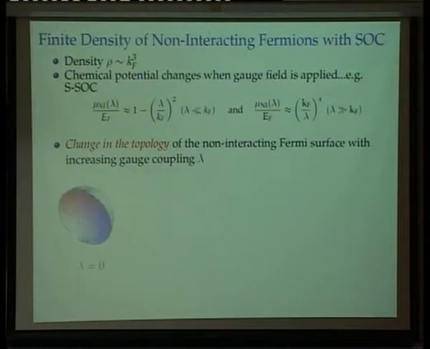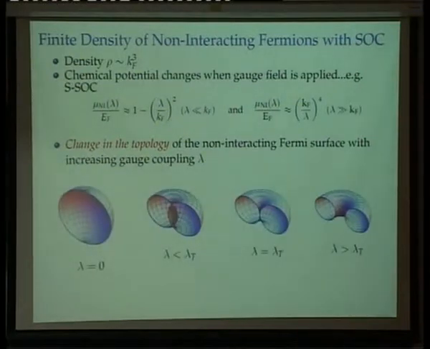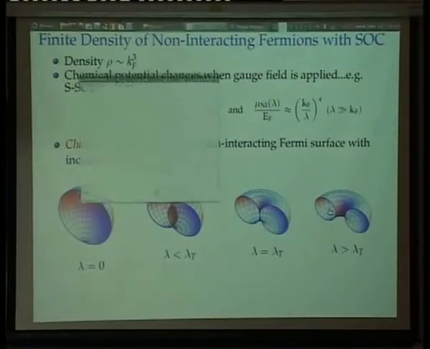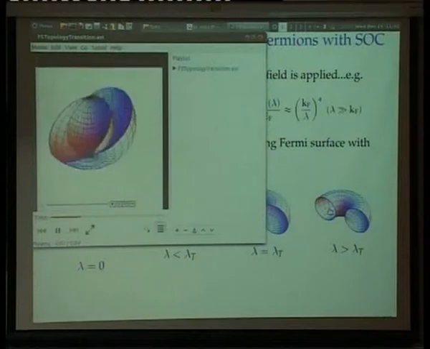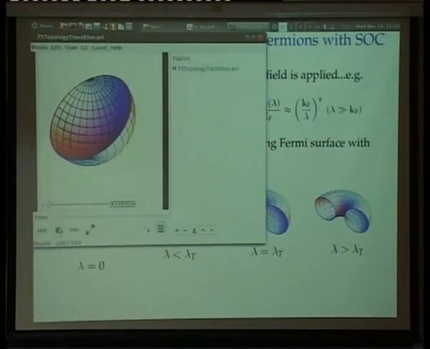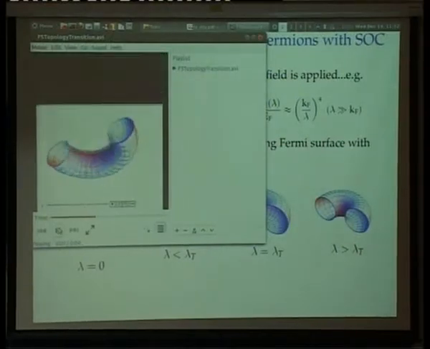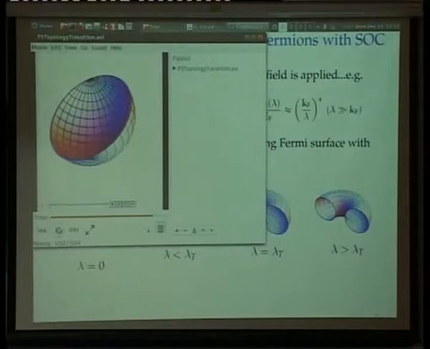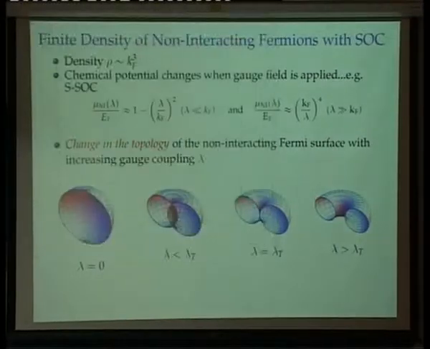And what's going on here is quite curious: there is actually a change in the topology of the Fermi surface. In fact, I have a movie to show you how the topology changes. You can see I'm increasing lambda, the topology changes and it comes back. I can show it to you one more time. Actually, it's shown upside down, but I think a Fermi surface is a Fermi surface. Okay, you can see that.